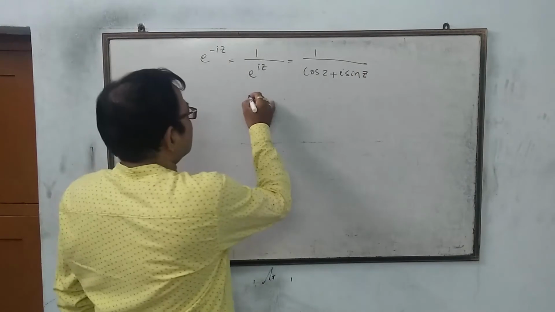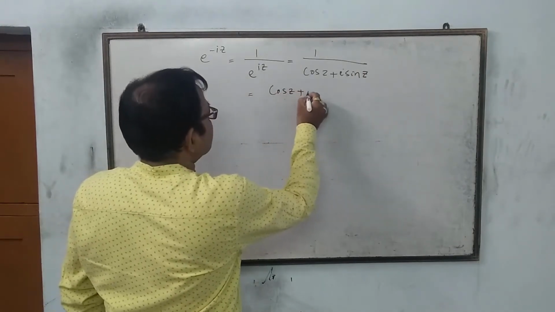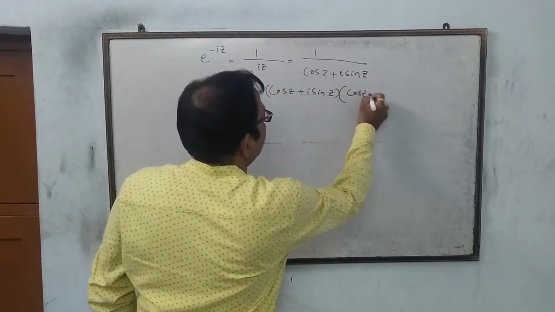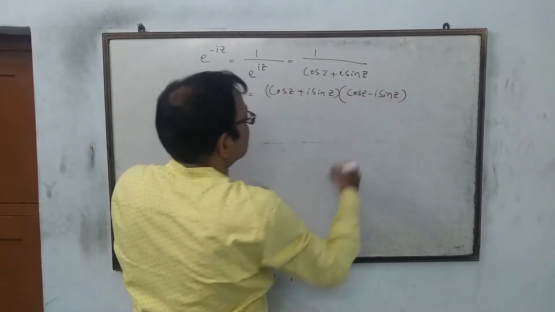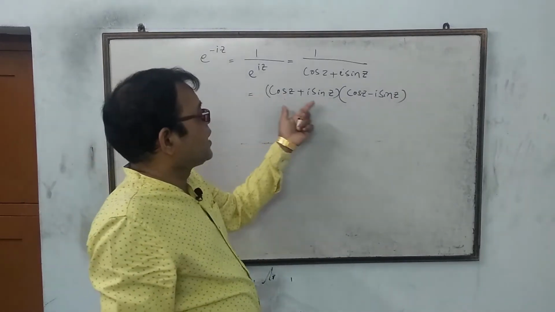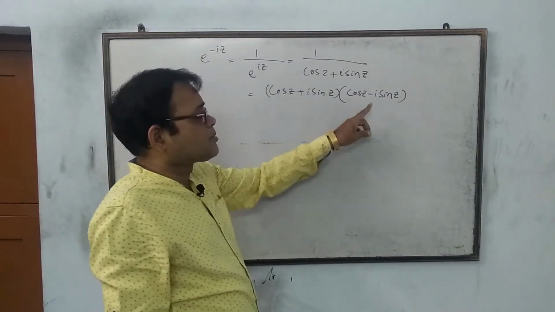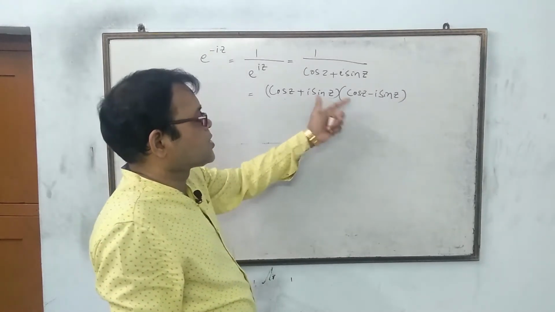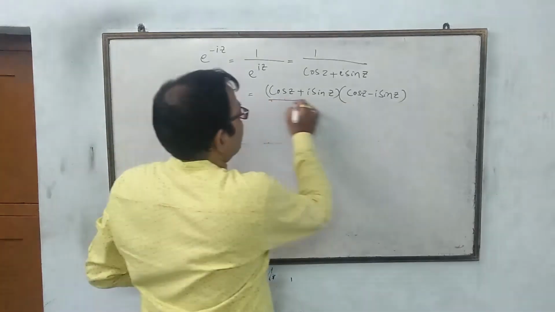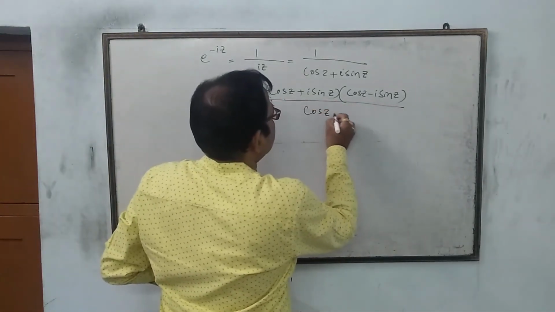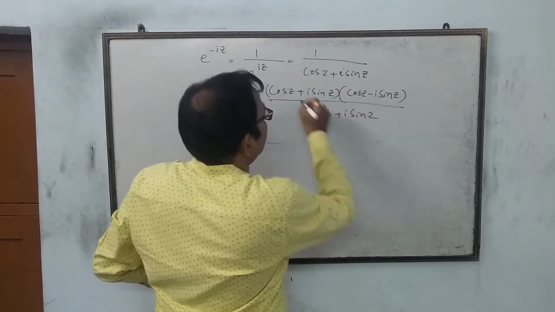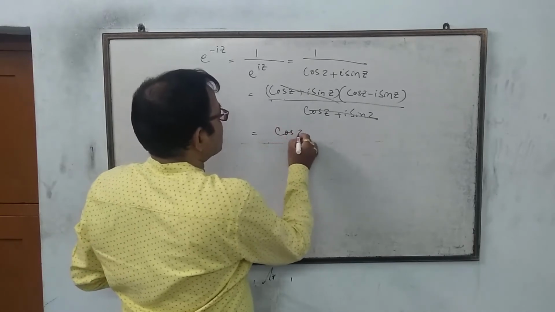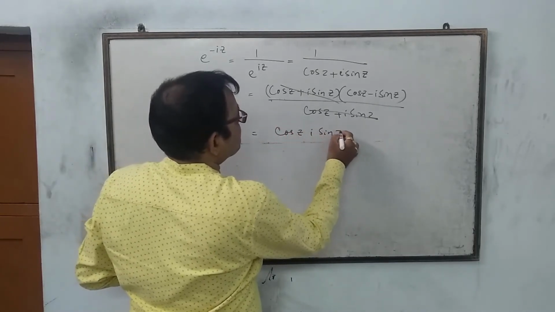1 is equal to (cos z plus i sin z) into (cos z minus i sin z). You see, (a plus b) into (a minus b) is a square minus b square, so cos square z minus i square sin square z. i square is minus 1, so cos square z plus sin square z is 1. Divided by cos z plus i sin z. Yes, e to the power minus iz is cos z minus i sin z.